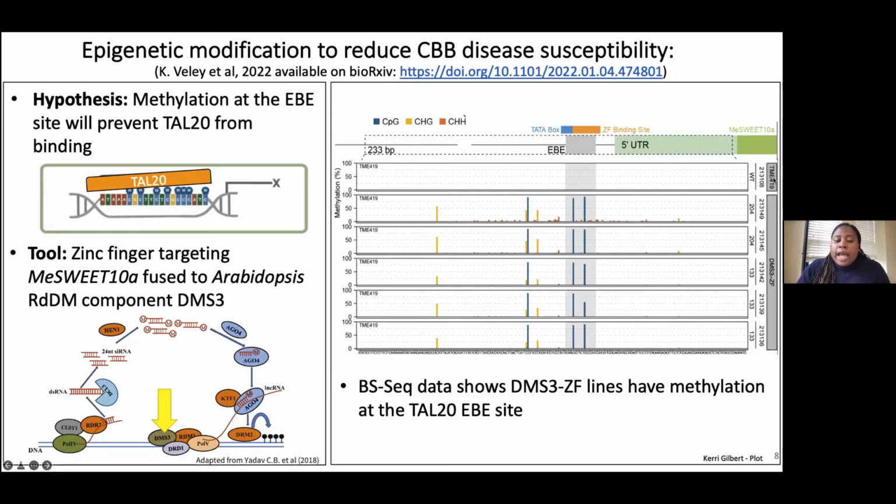When we look at the bisulfite sequencing data, we have two different lines that were generated, 204 and 133. When we look at the EBE site, we see that these two lines have methylation peaks within the EBE site, but this methylation is absent in our wild type control.